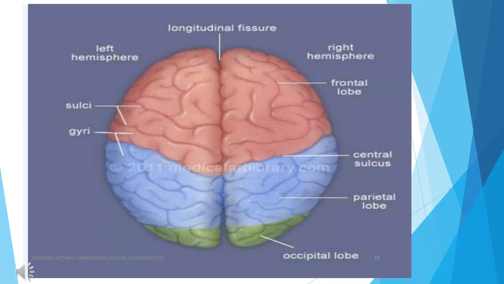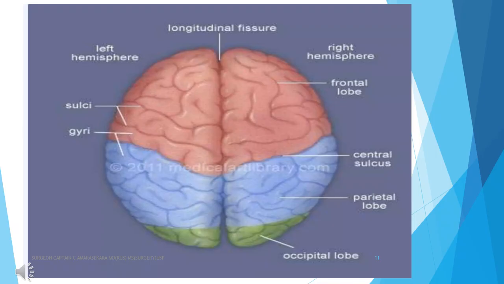So moving posteriorly, the occipital lobe, colored in green here in this diagram, is the visual processing center. Lesions here cause visual field defects, often respecting the vertical midline due to optic tract organization.